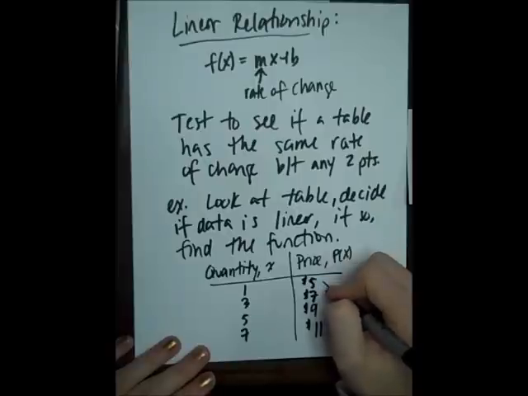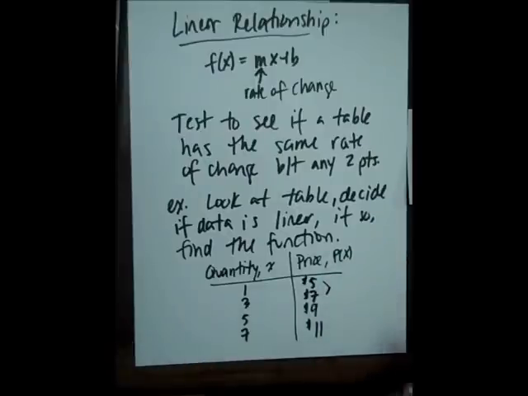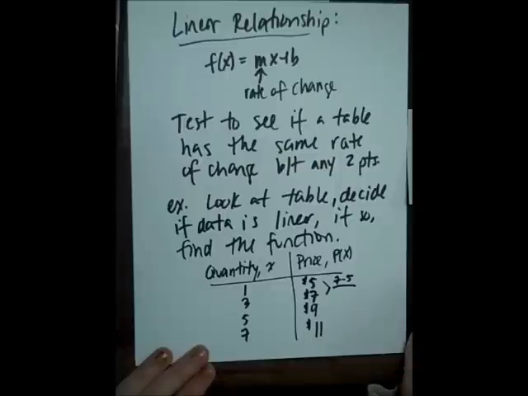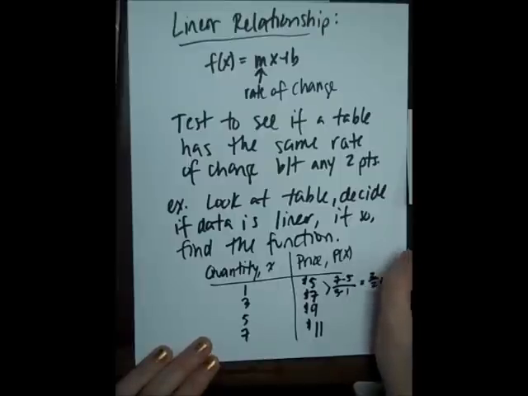To answer this question, let's find the rate of change between any 2 points. Let's go from 1, 5 to 3, 7. The rate of change is the change in my y values. Here the y values are my p of x, so this will be 7 minus 5, over my change in x, which is 3 minus 1. So I get 2 over 2, which is 1.